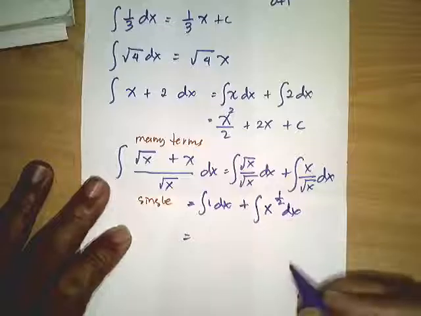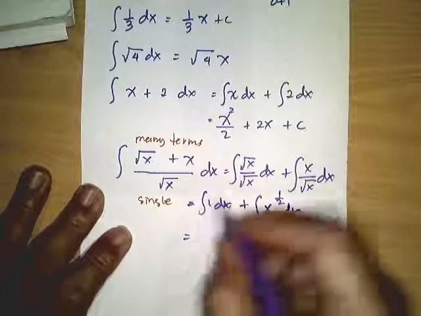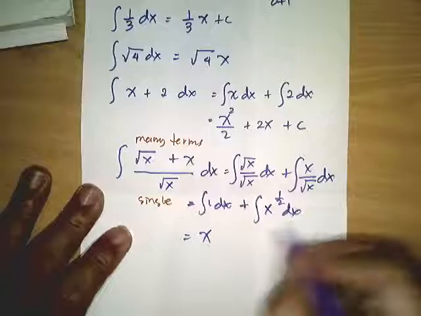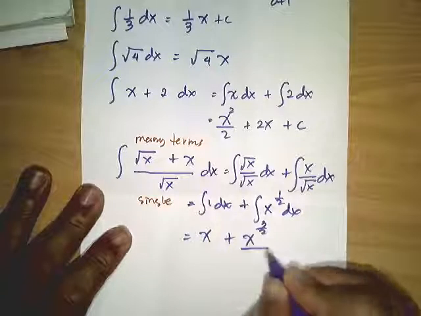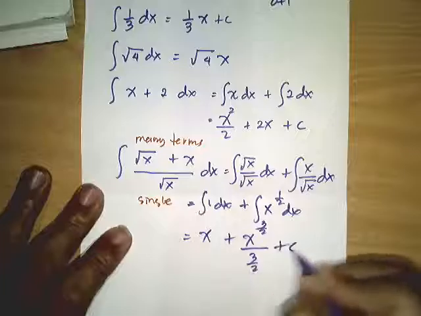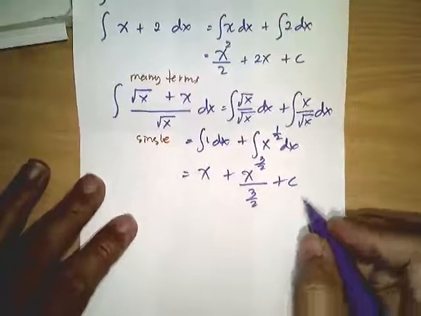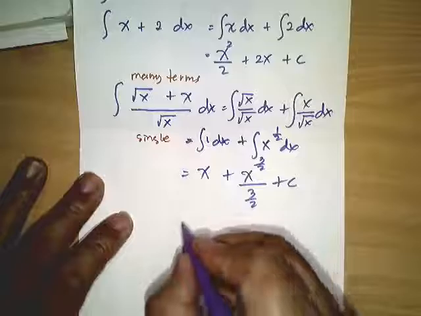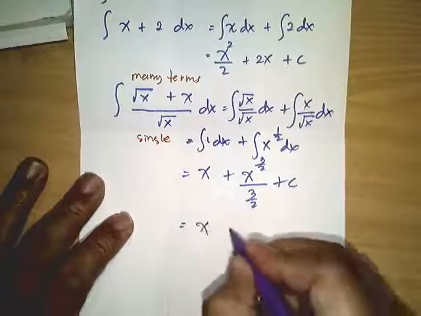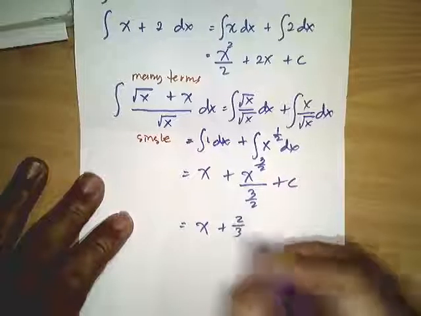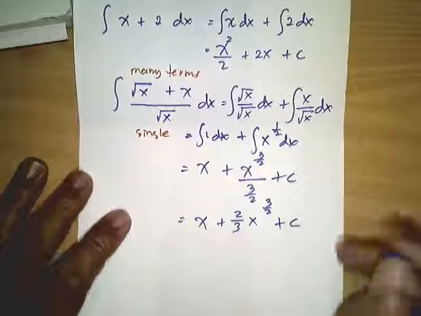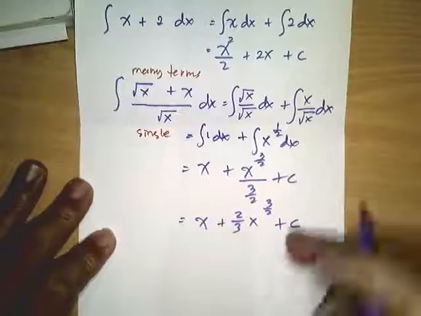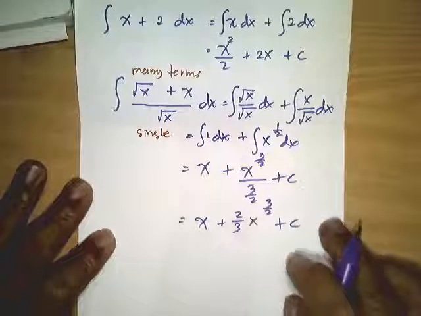Then we are now ready to integrate. The integral of 1 dx is x. The integral of x to the half is x to the 3 over 2 divided by 3 over 2, plus c. Let us write this neatly. Therefore, x plus 2 over 3 x raised to 3 over 2 plus c. So this is the integral of that.